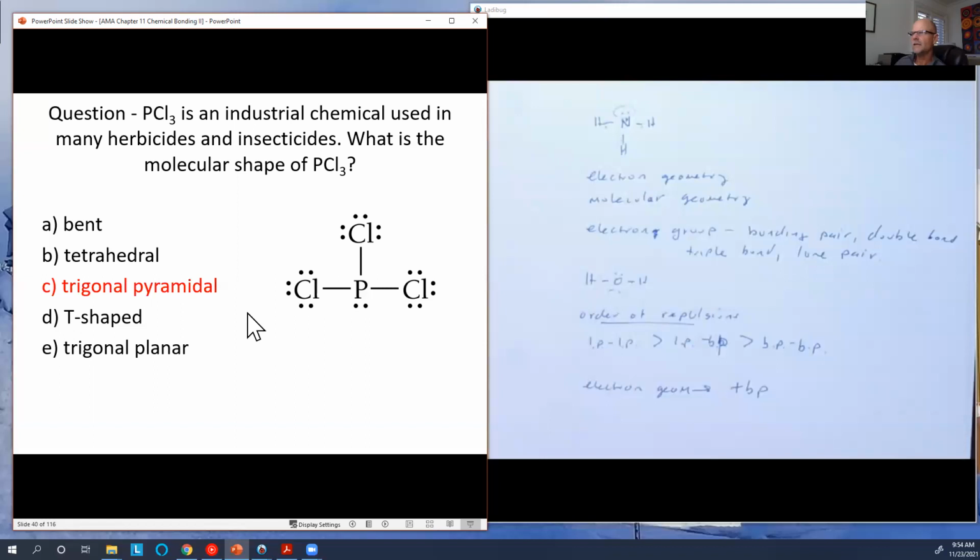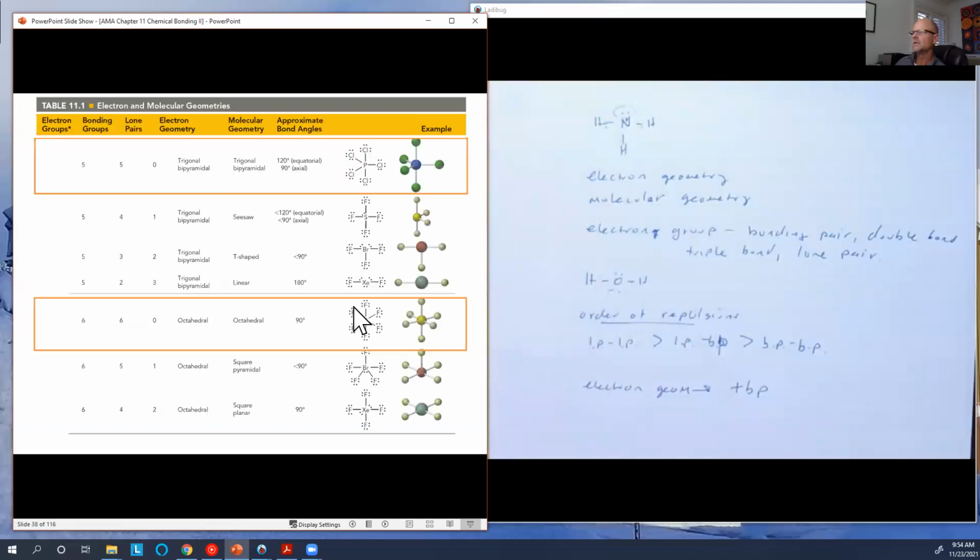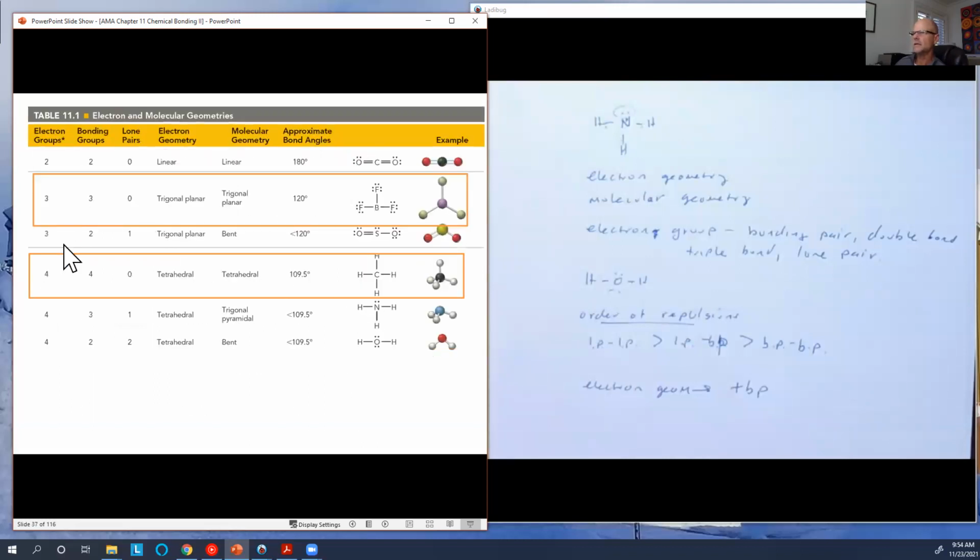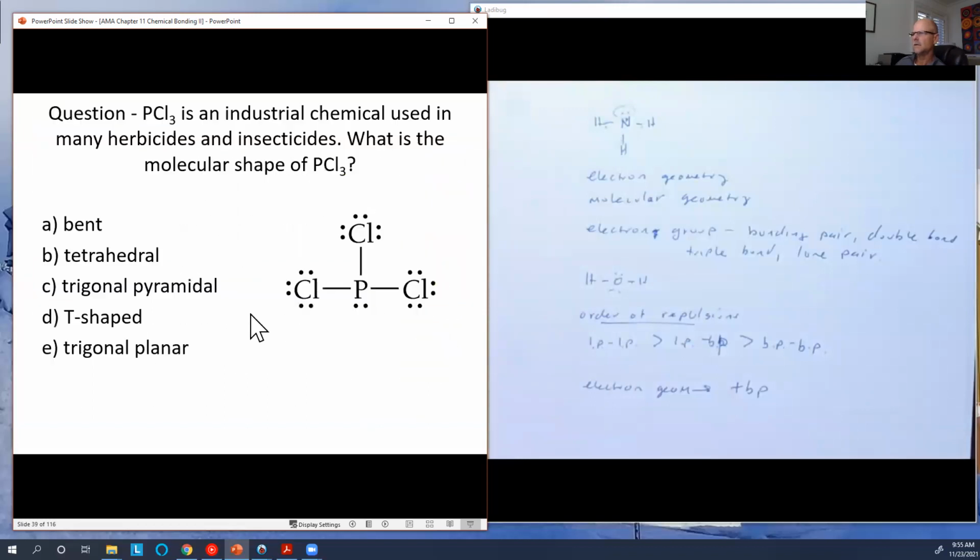Okay, hopefully you got the right answer, and the right answer was C, trigonal pyramidal. Why? You look at the central atom, you count the number of electron groups: 1, 2, 3, 4 electron groups, 1 lone pair. So you can go back to this table and see 4 electron groups, 3 bonding groups, 1 lone pair. The electron geometry is tetrahedral, but the molecule is trigonal pyramidal.